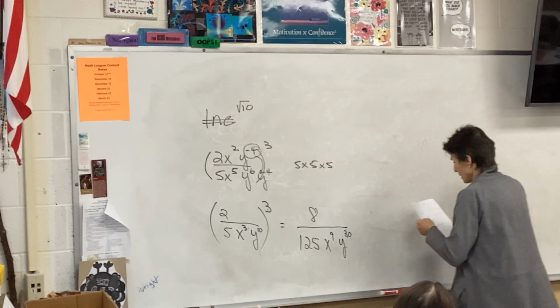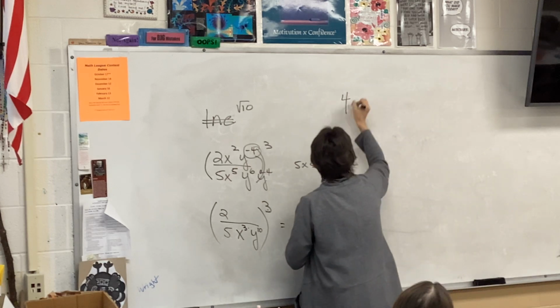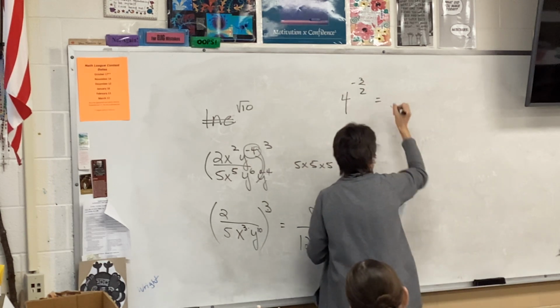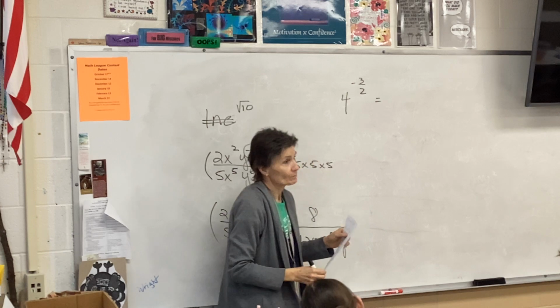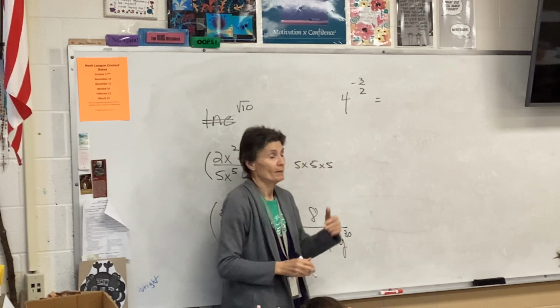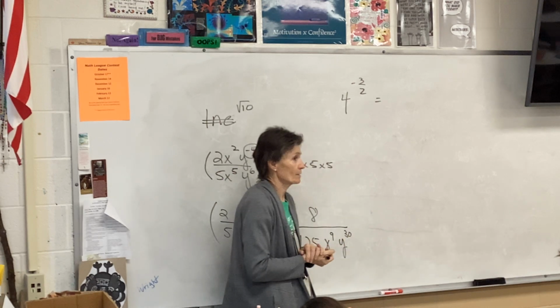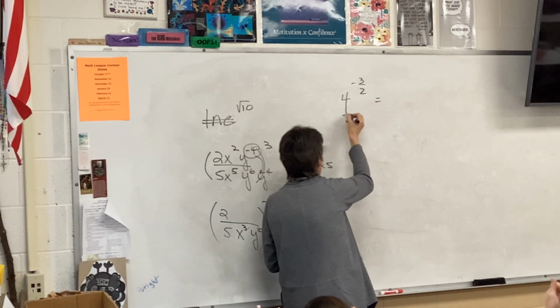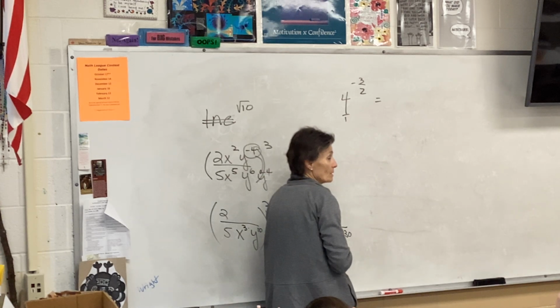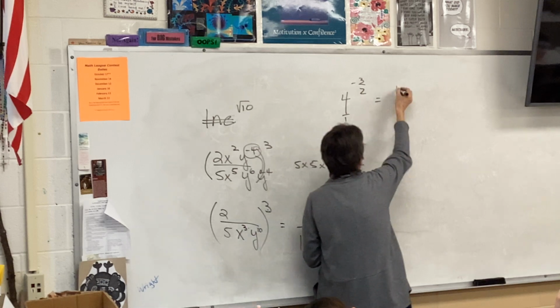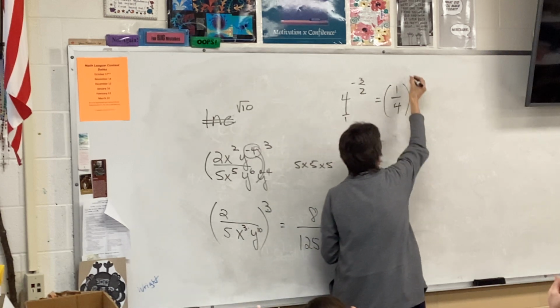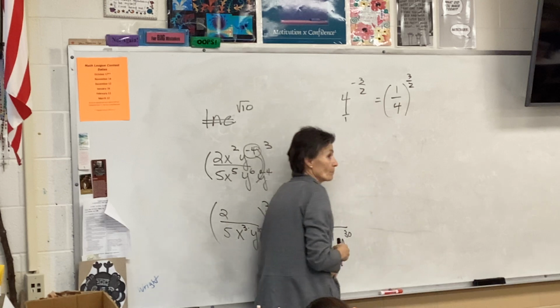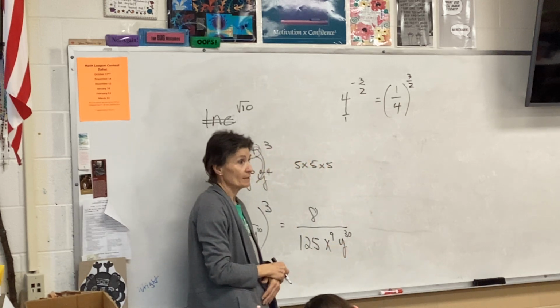Okie dokie, next. 4 to the negative 3 halves. You know how to do this, one step at a time. What do we take care of first? The negative. So the original number is 4 over 1. So it's gonna become 1 over 4. Because of the negative exponent.